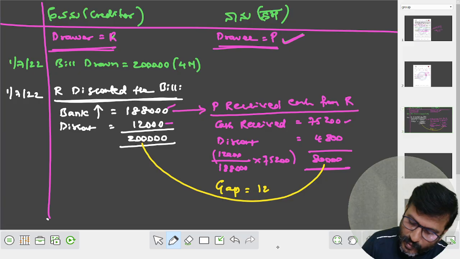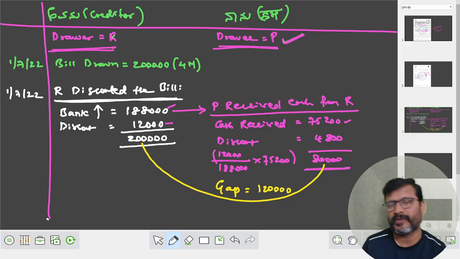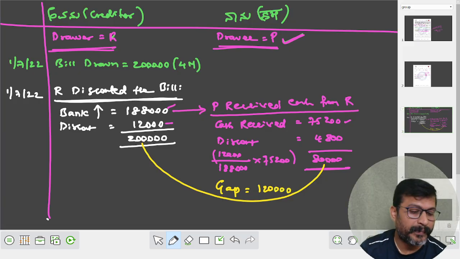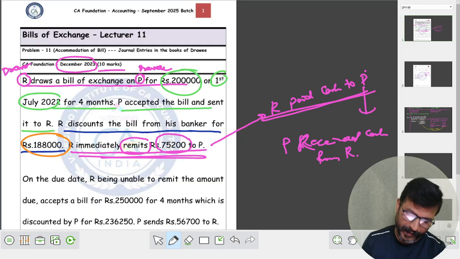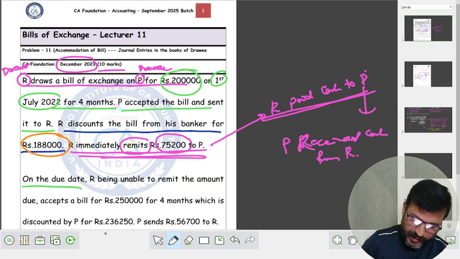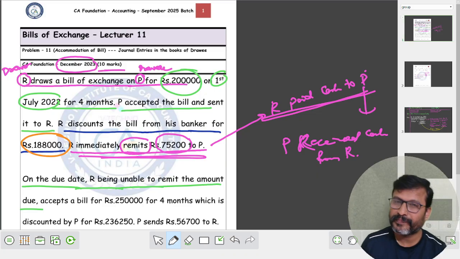That gap comes to rupees 1,20,000. Please remember this, it helps for your further concept because it is a mutual accommodation of a bill. See what happened in the next stage. On the due date, R is unable to remit the amount due.